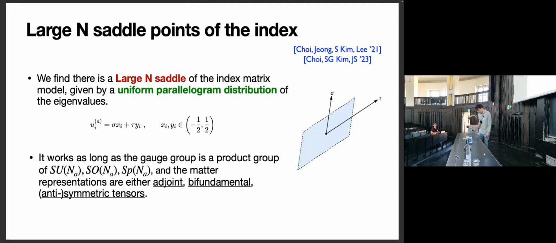So here is the answer. What we have found is that this large N matrix model admits some funny-looking saddle point described by this uniform parallelogram distribution of eigenvalues.